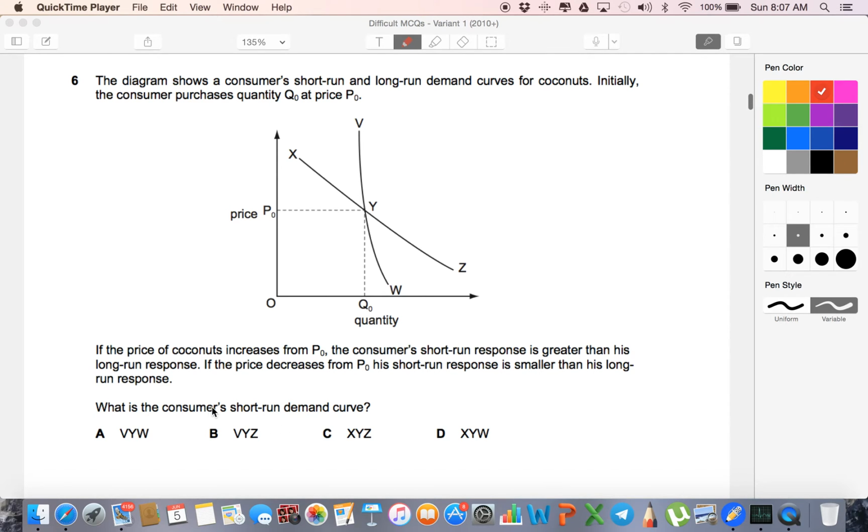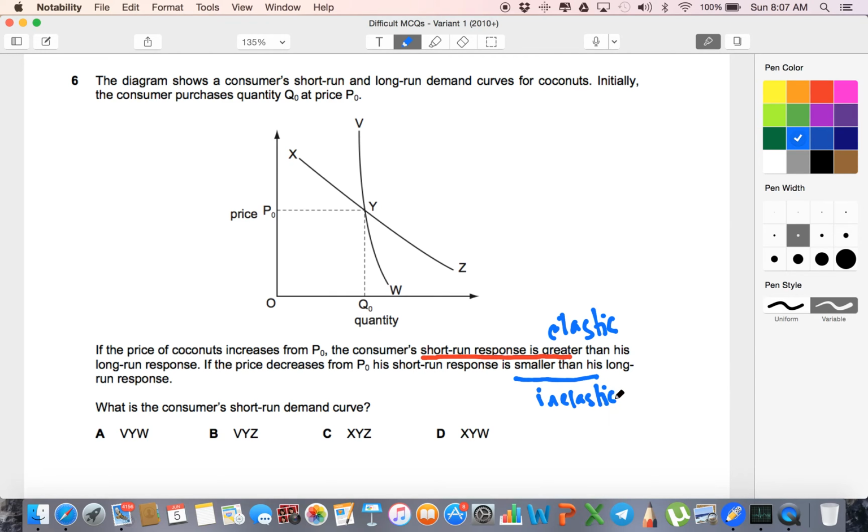What is the consumer's short run demand curve? Now, first to clarify here, when we say that the short run response is greater, we basically mean elastic, while when we say the short run response is smaller, we mean inelastic.